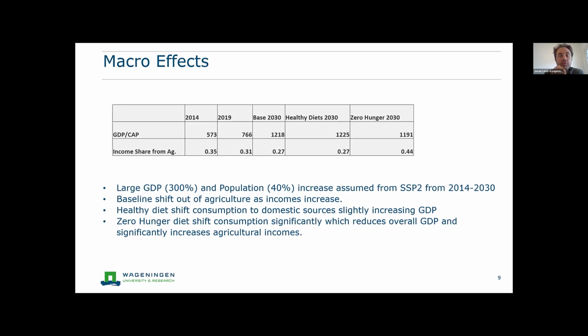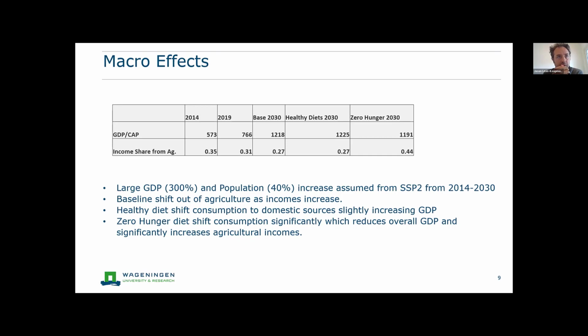Maybe it might be safer just to run this as a comparative static, just to look at the current situation, or maybe simply update this to 2019. Of course, it still assumes a significant increase in GDP. So maybe get your thoughts on that.